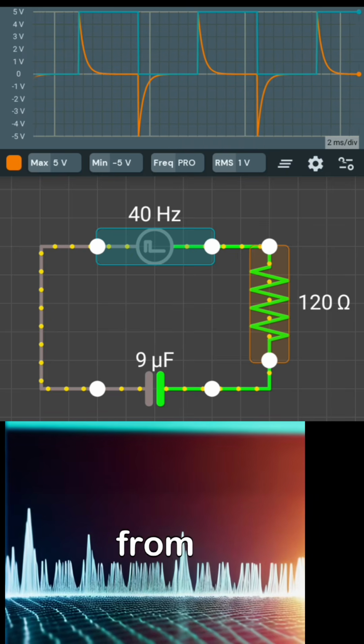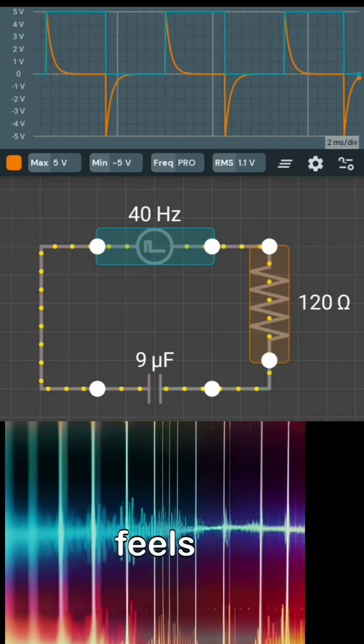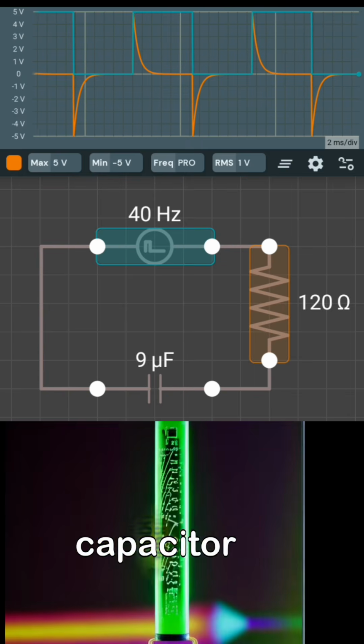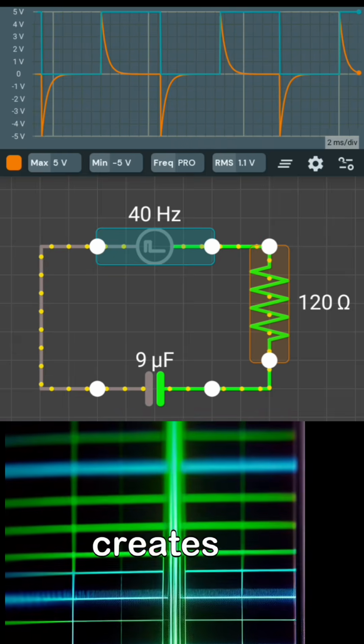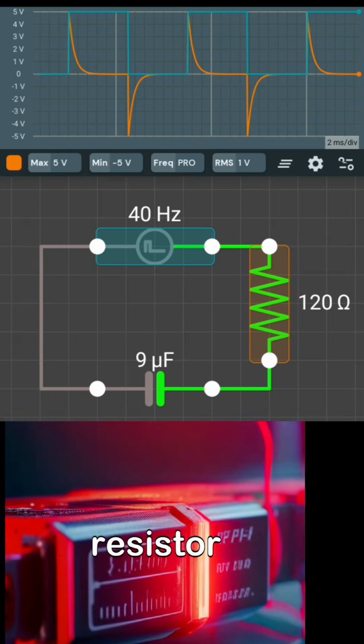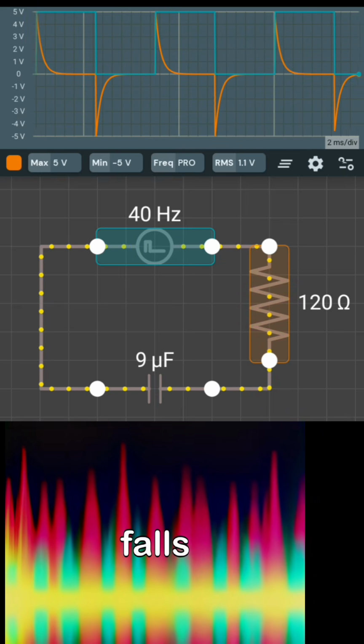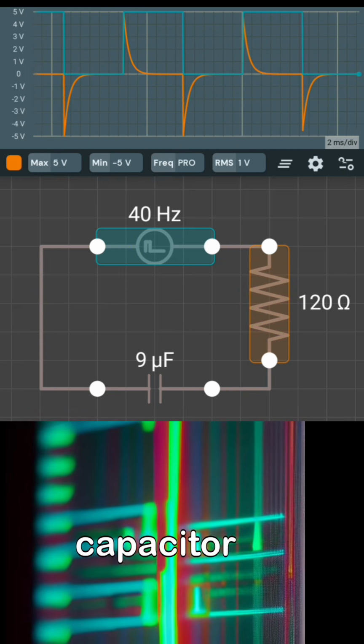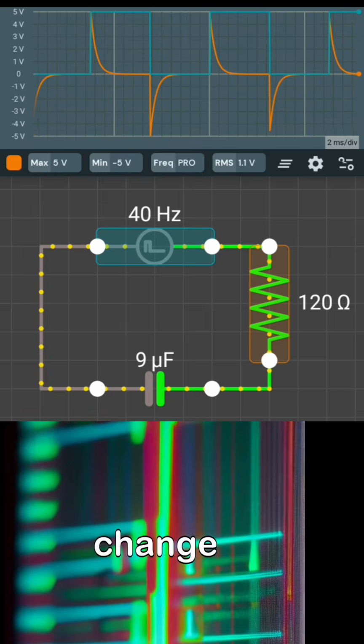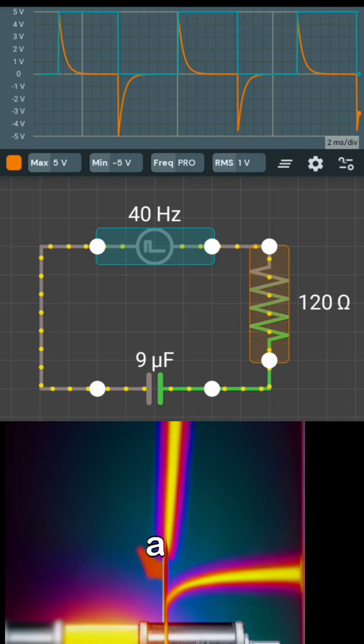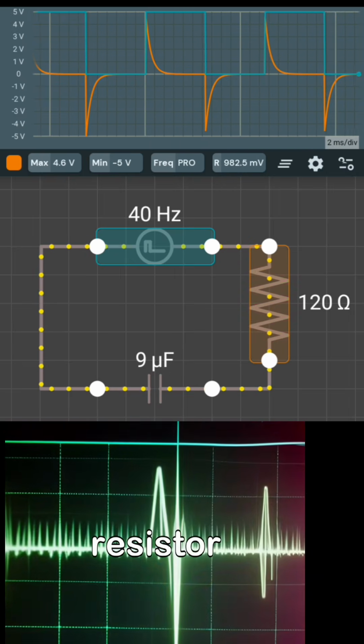When the square wave jumps from low to high, the capacitor feels a sudden change. The capacitor tries to charge very quickly. This creates a short positive spike across the resistor. When the square wave falls from high to low, the capacitor again feels a sudden change. It discharges quickly. This creates a short negative spike across the resistor.